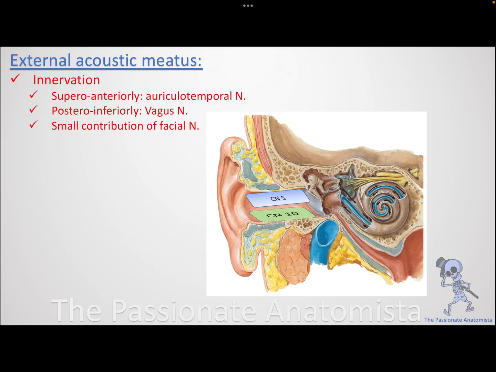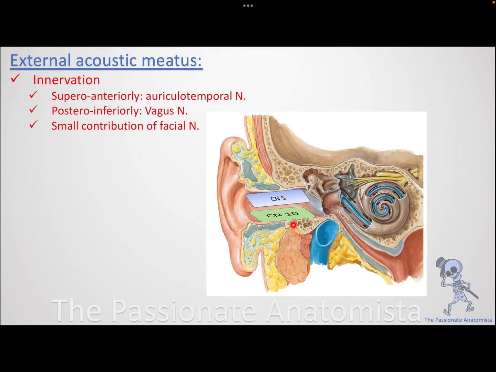However, the posterior inferior part of your meatus is supplied by cranial nerve number 10, which is the vagus nerve, and you also have contributions from the facial nerve. All right, now this is also interesting because when we study the eardrum or the tympanic membrane, I want you to remember that the innervation of the outer surface of the eardrum is basically the same. It's going to be the auriculotemporal and the vagus nerve.